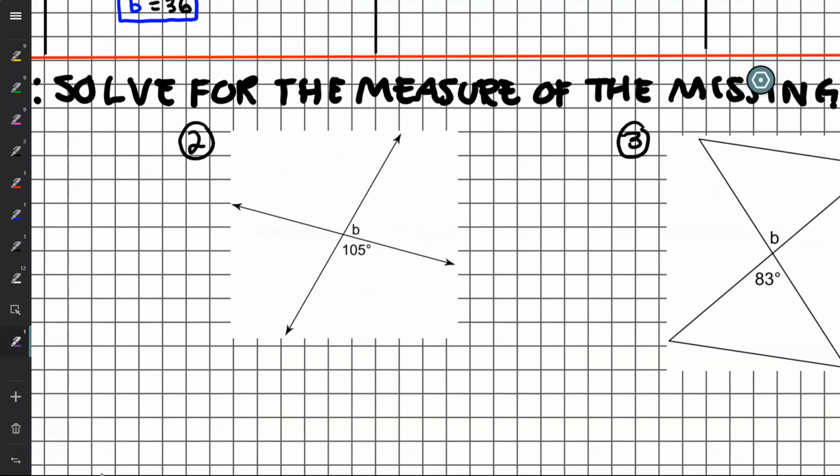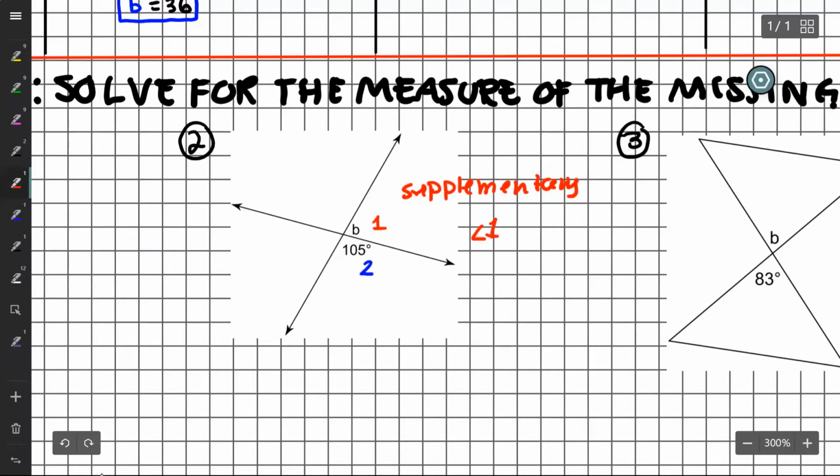All right, now let's look at number 2. So number 2 kind of looks like the example we did for a vertical angle, but we have to pay attention to where that B is. So because that B is next to the 105, that means that this is a supplementary, let's do it in red. These are supplementary angles, which means that they're going to add up to 180. I'm going to go angle 1 and angle 2.